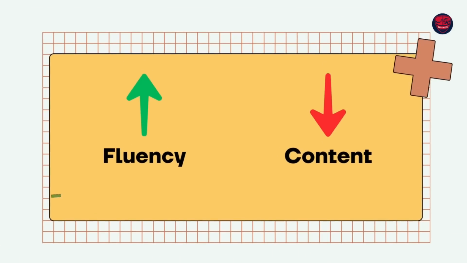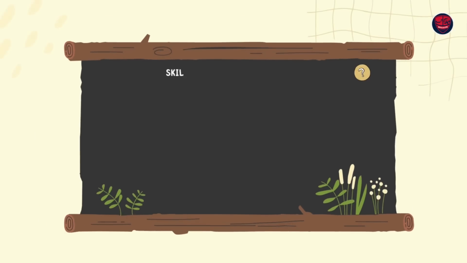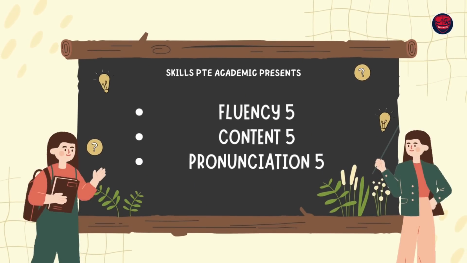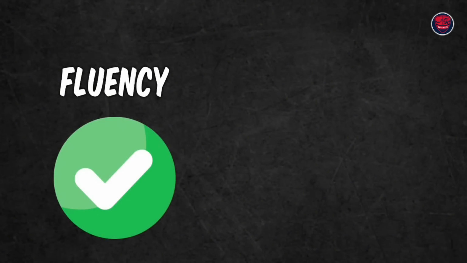Remember, in describe image, what matters is fluency over content. It is 5 fluency, 5 content, 5 pronunciation. But still, I would tell you from my experience, it is fluency that wins the race over content. And what is fluency over here?